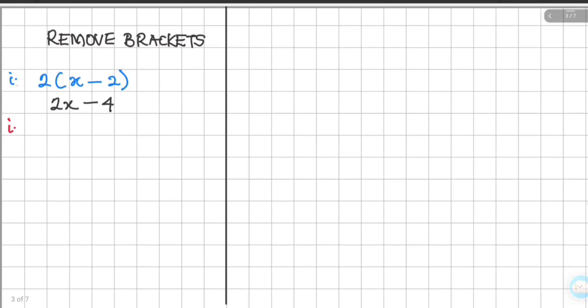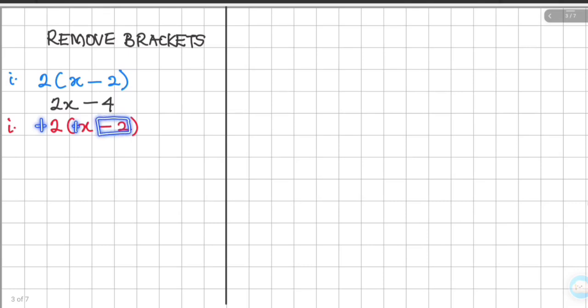Let me do that so that we understand better. We have 2 into x minus 2. We are expected to use this 2 to multiply everything inside this bracket. This is not just 2, but plus 2. An invisible plus is there. Each term, each number has its own sign, so we must follow according to the sign. Here we have plus 2 with an invisible plus, and the sign of this 2 is minus 2.